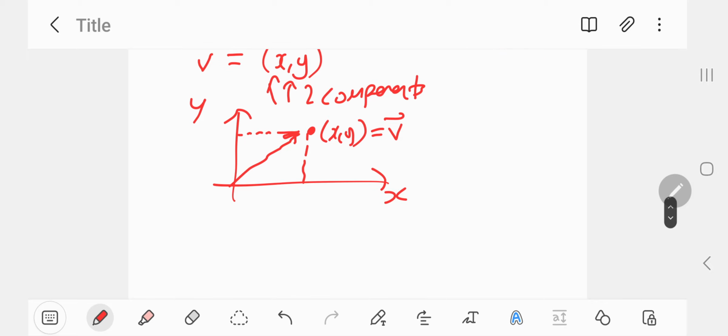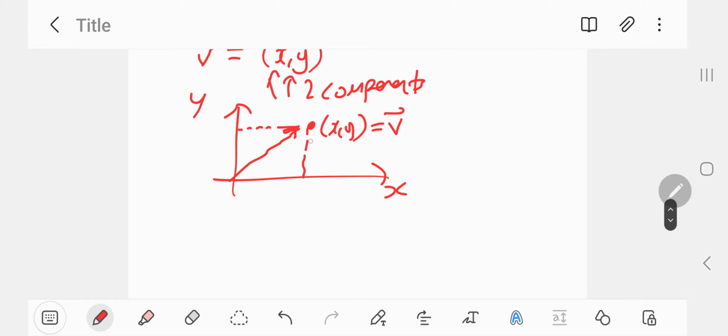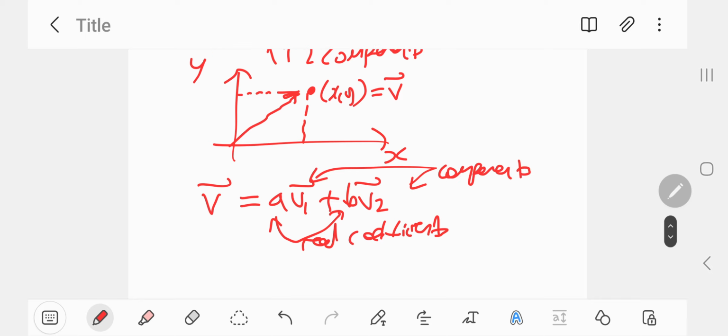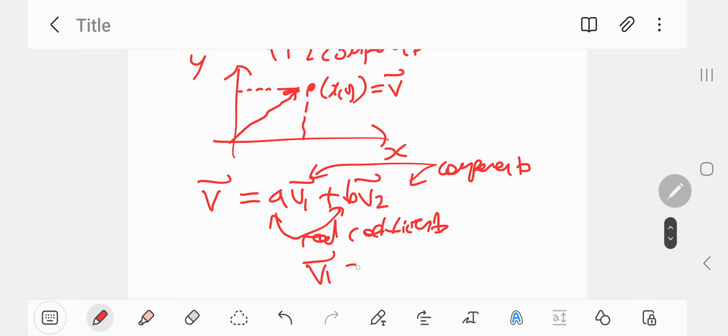A vector in two dimensions, in other words, along the x and y axes, can also be represented as follows: a v1 plus b v2. A and b are just real numbers. These are the coefficients of the components v1 and v2. These are the components, the parts of the vector v. v1 and v2 could stand for x and y respectively.